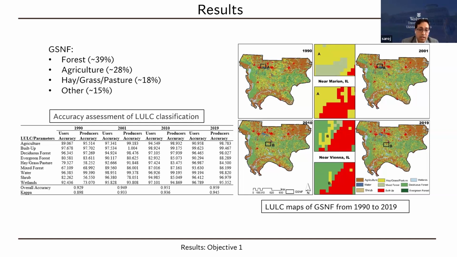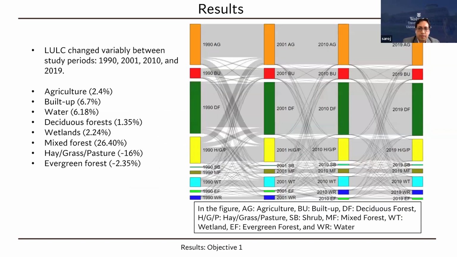Overall, there was around 39% of forest, 28% of agriculture. Agriculture, hay grass pasture was about 18%, and remaining land cover constituted about 15%. Those were mostly wetlands, water, built up areas, and so forth. The land use land cover changed variably between the study periods. Between 1990 and 2019, overall forest cover increased with a slight decrease in evergreen forest.